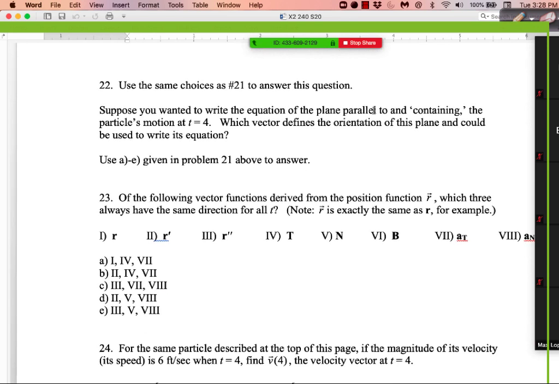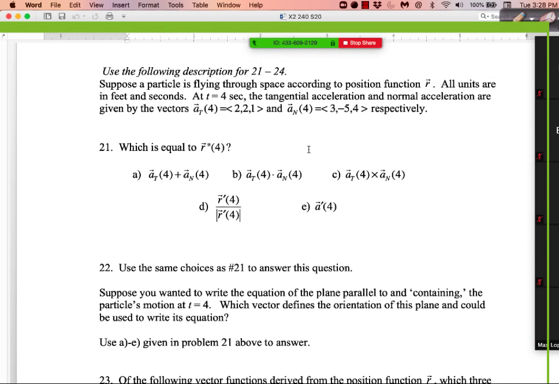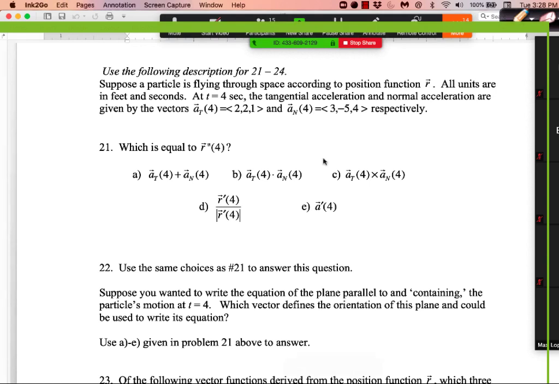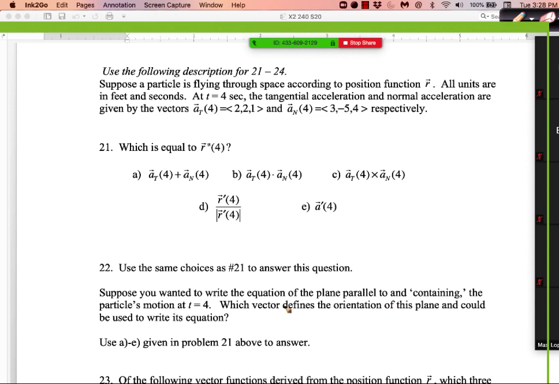Suppose you want to write the equation of the plane parallel to and containing the particle's motion at t equals 4. So which plane is that talking about? That's the key to this question. Is that the tangent, normal, or osculating plane? Containing the motion, that's the osculating plane, remember? The osculating plane is the plane that the curve is in at that moment.